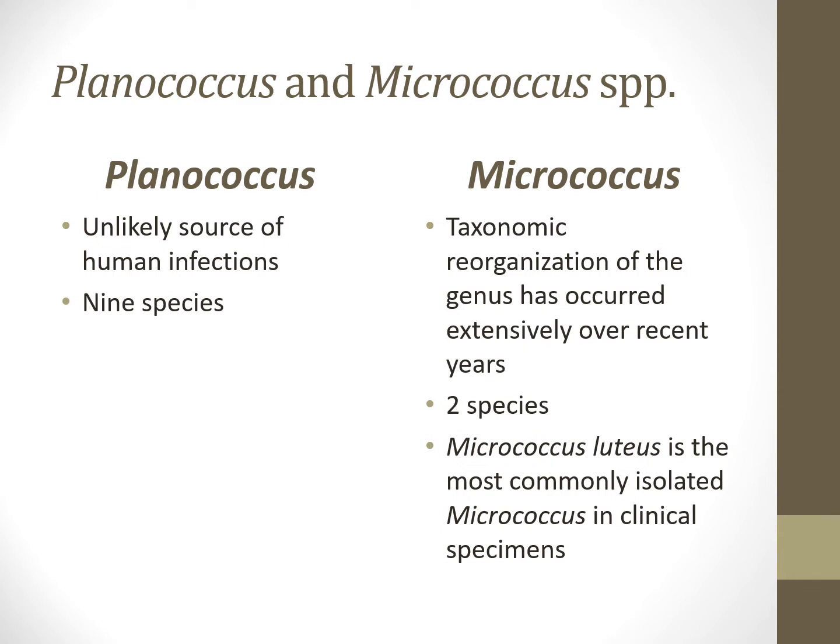There's actually 2 species, Micrococcus luteus and Micrococcus roseus, and we worked with both of those organisms in Lab 1. Okay, there have been several taxonomic reorganizations to this genus over the last couple of years. Like I said, there are 2 species, Micrococcus luteus, which is yellow or gray, and Micrococcus roseus, which is salmon or pink. All right, Micrococcus luteus is the most commonly isolated Micrococcus in clinical specimens, and that's what you're going to see more than anything else out of the Micrococcus in lab.